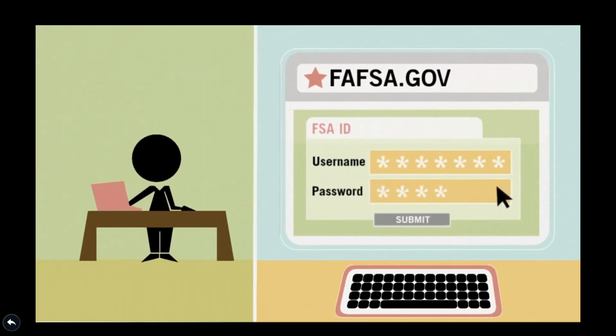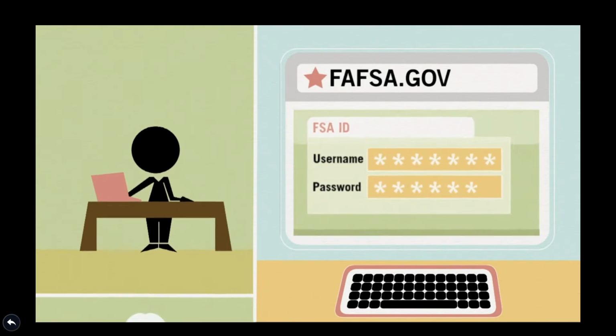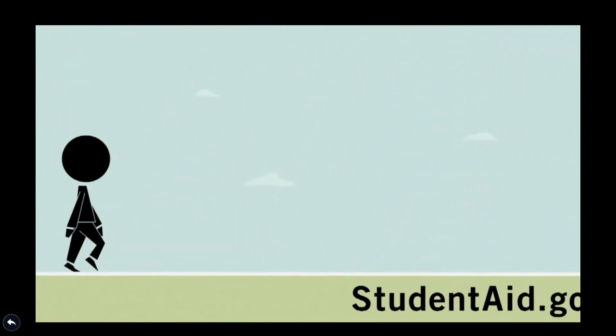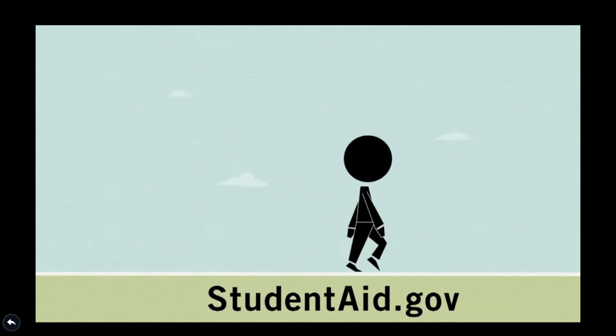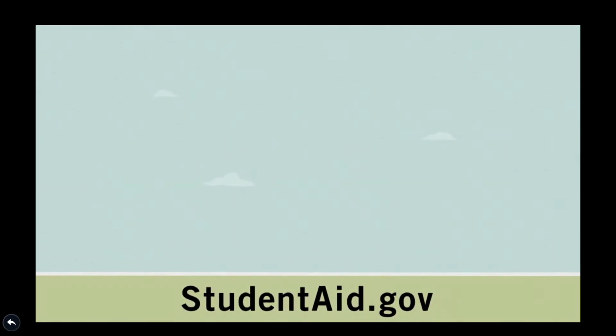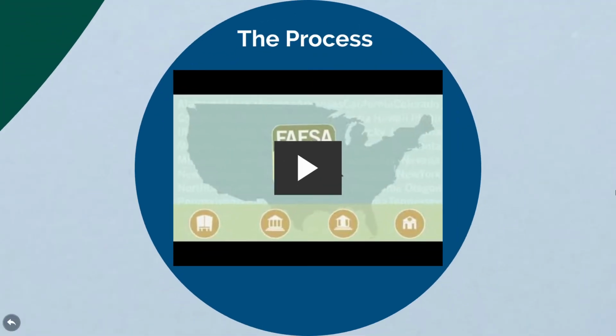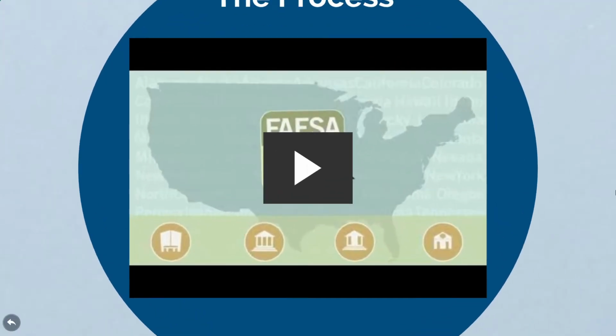When you finish filling out the FAFSA, use your FSA ID to sign the form. If you are required to submit parent information on your FAFSA, a parent will need to sign the application with his or her own FSA ID as well. If you have any questions or need more information, please visit studentaid.gov. And there you have it, a nice little summary of the FAFSA process.